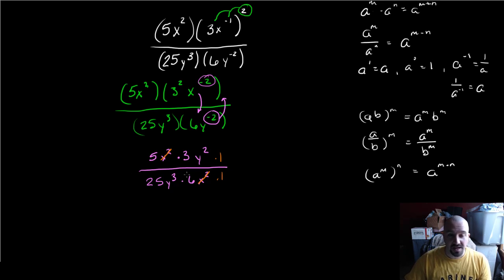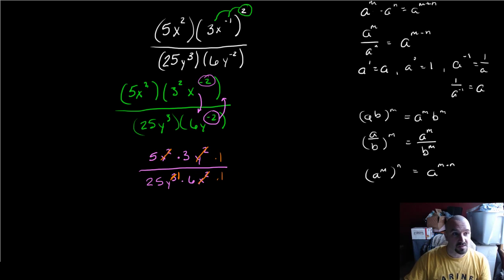All right, so now I'm going to take care of the y's, and then I'm going to work with the numbers separately. So I have 3 y's on the bottom. I have 2 y's on the top. 2 y's on top will cancel out 2 y's on the bottom, leaving me with just a y to the first on the bottom.